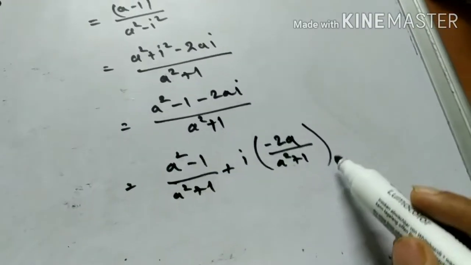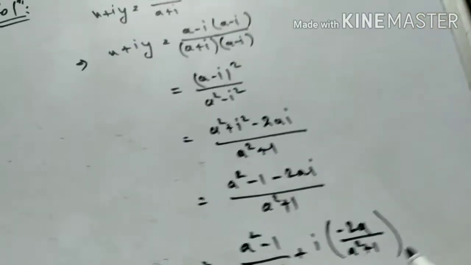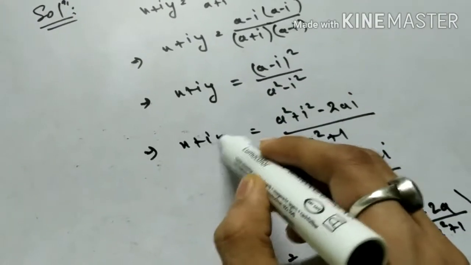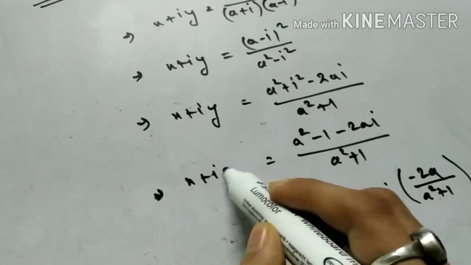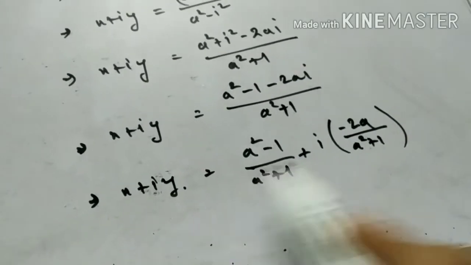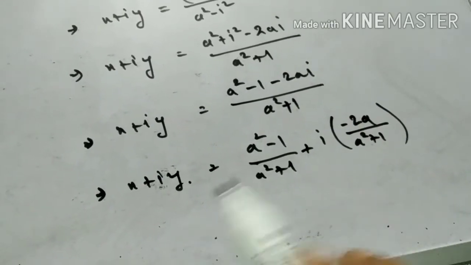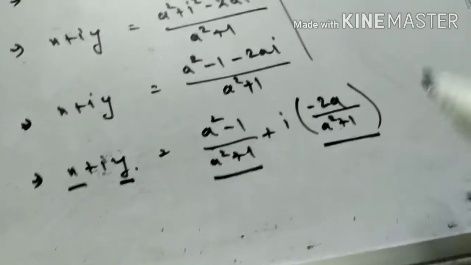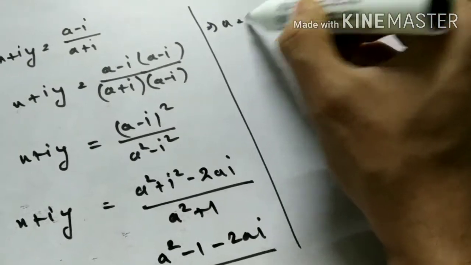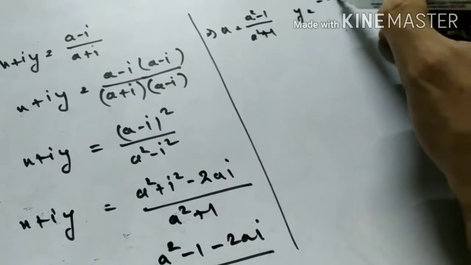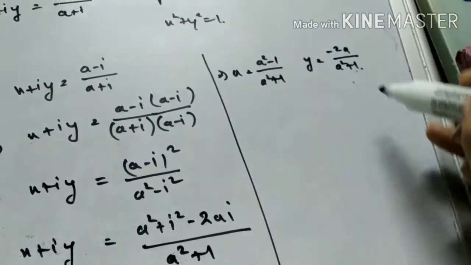I am writing it in the form of a plus ib. So here x plus iy equals this. Now we already know that if two complex numbers are equal, then I can equate the real part and the imaginary part. Therefore x is equal to a square minus 1 by a square plus 1, and y is equal to minus 2a by a square plus 1.